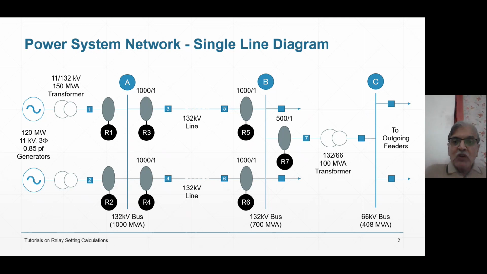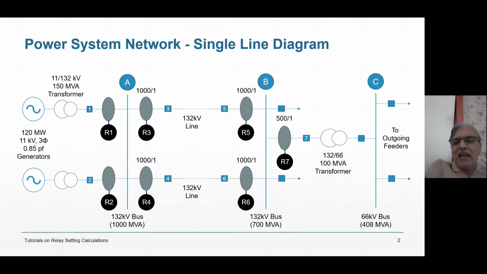But R3 has to give backup to R6. Should R6 fail, R3 will give backup. And if R5 fails, R4 will give backup. That is, if there is a fault in the upper feeder, R5 should operate, R6 will not operate because it is directional, but R4 will give backup. Therefore, what is my requirement?